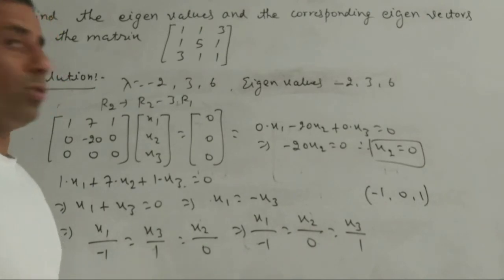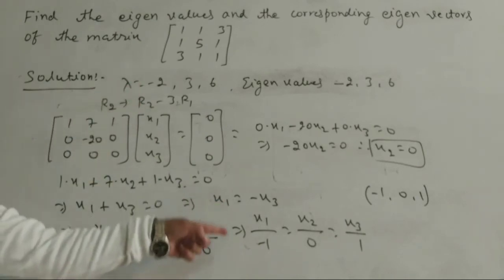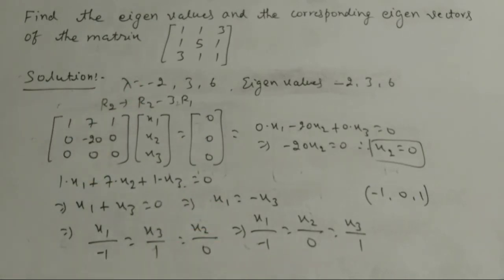Corresponding to lambda equals to minus 2, we are having the eigenvector, that is minus 1, 0 and 1.